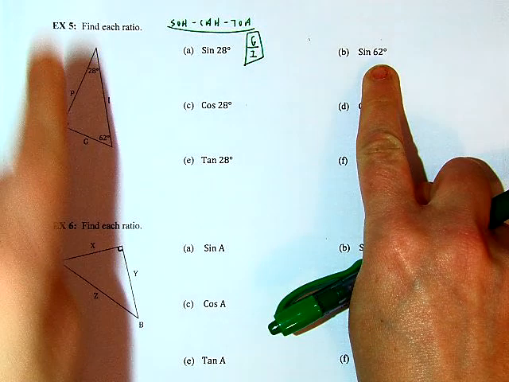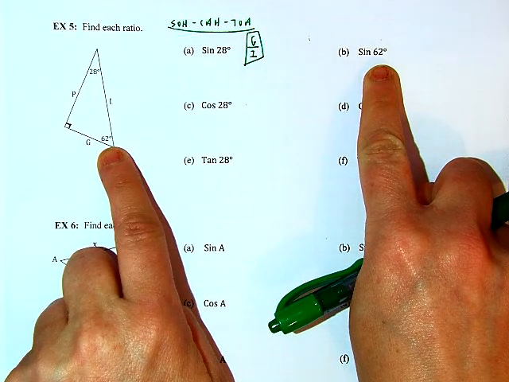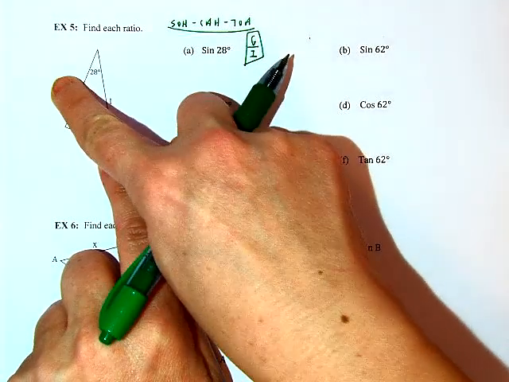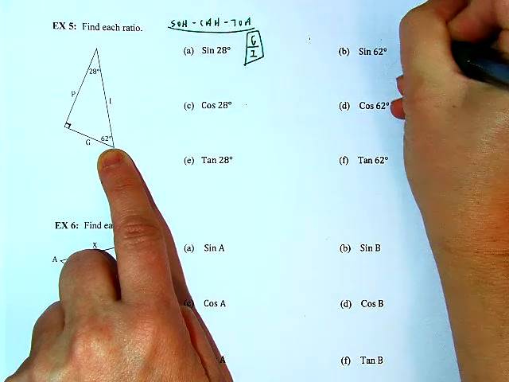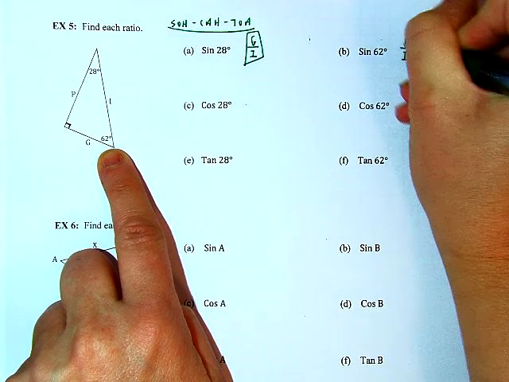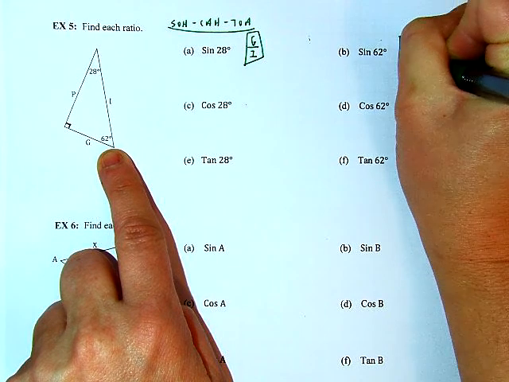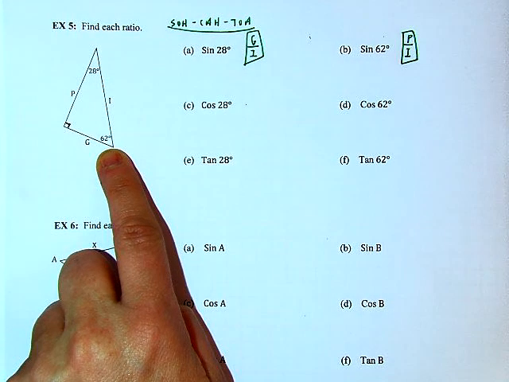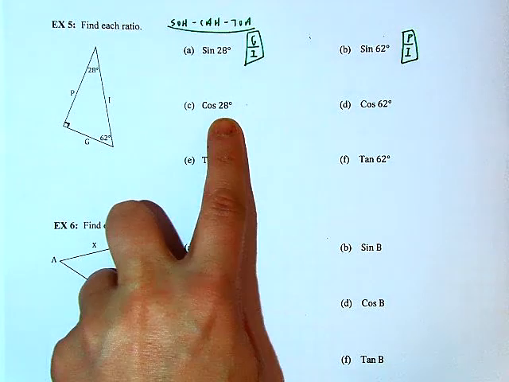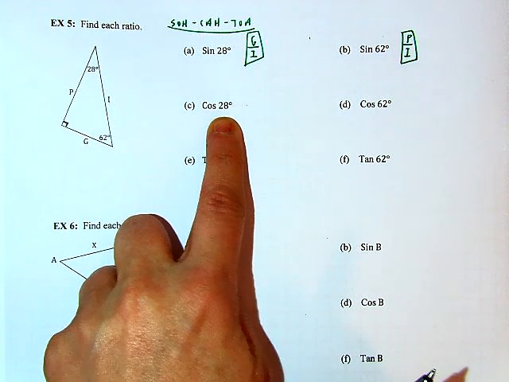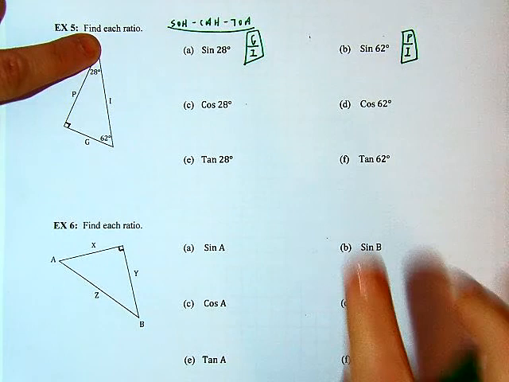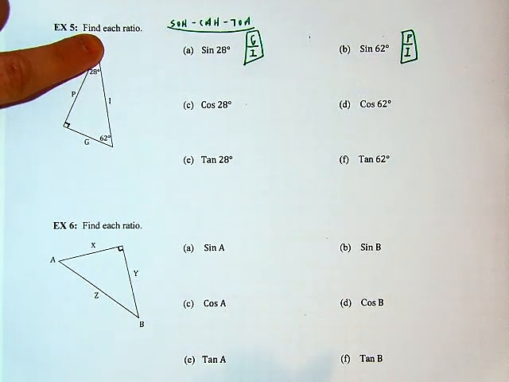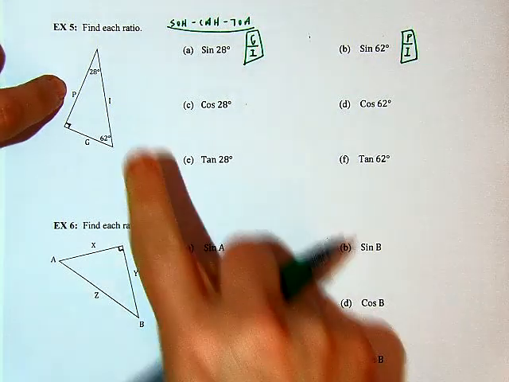Sine 62. So now I'm going over to this angle right here, and I'm looking at my opposite over hypotenuse. So opposite hypotenuse, P to I. Okay, next one I'm looking at is cosine. So if I'm looking at my cosine ratios right here, cosine 28. So that's the CA, adjacent to hypotenuse. So from here, here's my adjacent side, and then here's my hypotenuse.